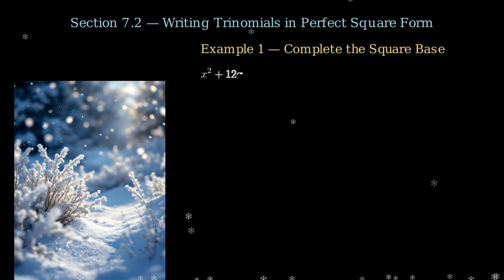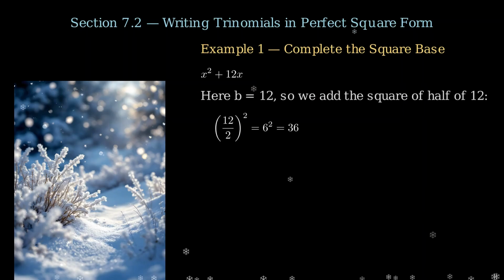Let's try a foundational example. Convert x squared plus 12x to a perfect square trinomial. Here, our coefficient b is 12. So, to complete the square, we find half of 12, which is 6, and square it. 6 squared is 36. By adding 36, we form the perfect square trinomial x squared plus 12x plus 36, which is exactly equal to the square of x plus 6.